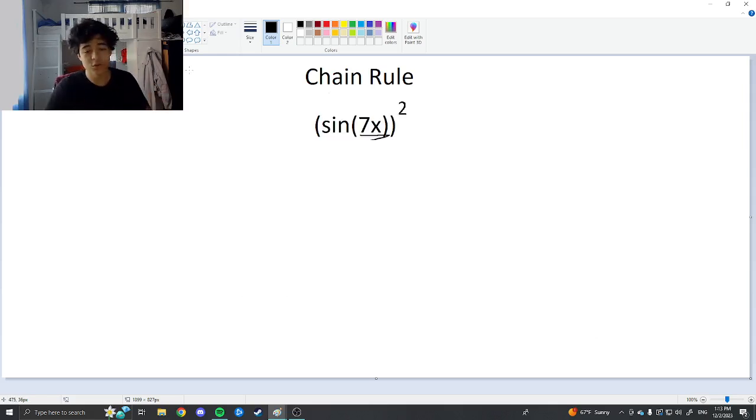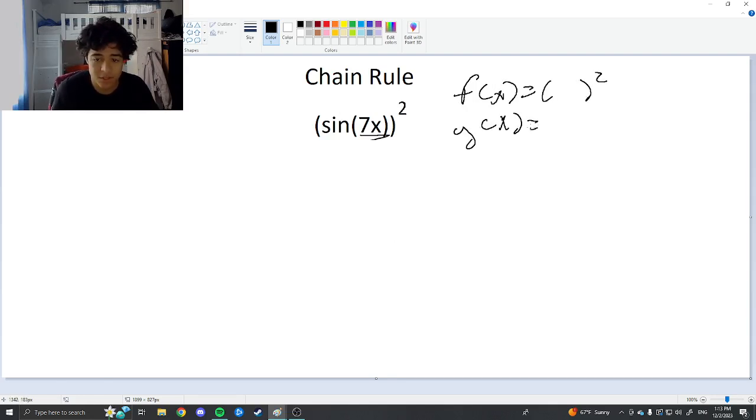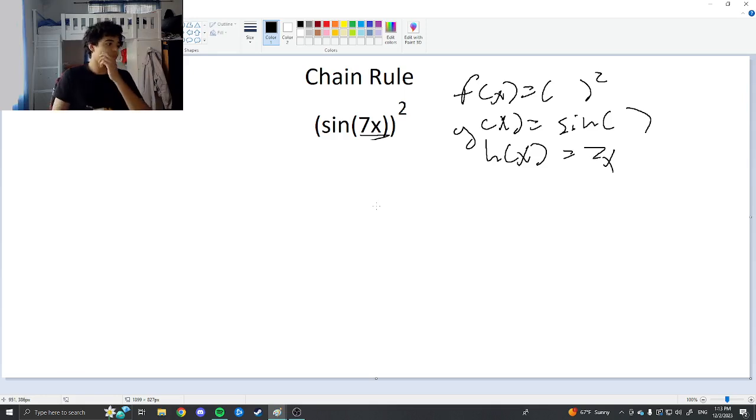Now for this last one, it's a little bit harder. We said that f of x is something to the power of 2. We said that g of x is sine something, right? And h of x equals 7x. So we're doing the exact same thing that we did before. We differentiate the outside first, which is this whole thing being raised to the power of 2.